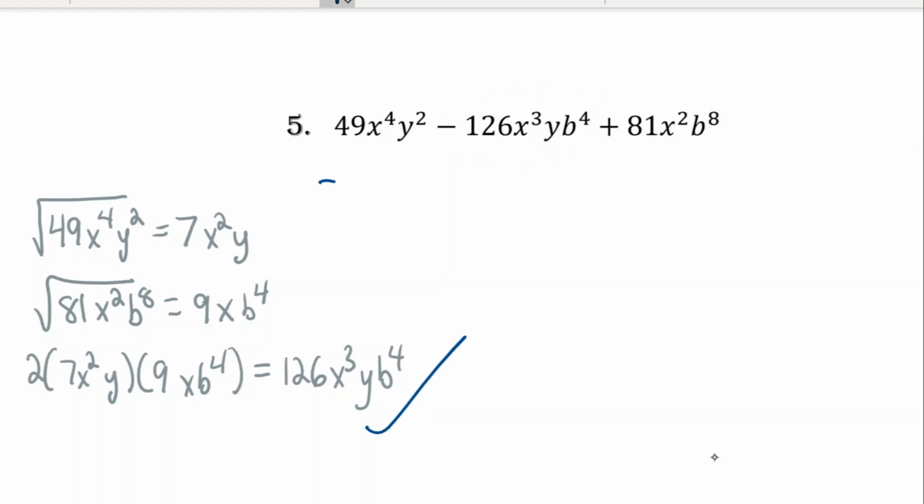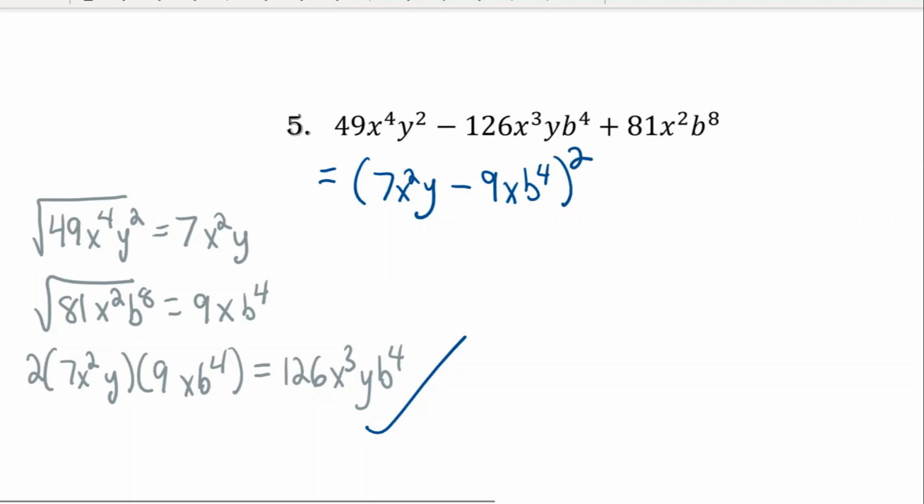So we can take, as usual, our first result. And then because it's subtraction in the middle, we write subtraction here. 9x times b to the power of 4, all squared. So even this messy one can be done.